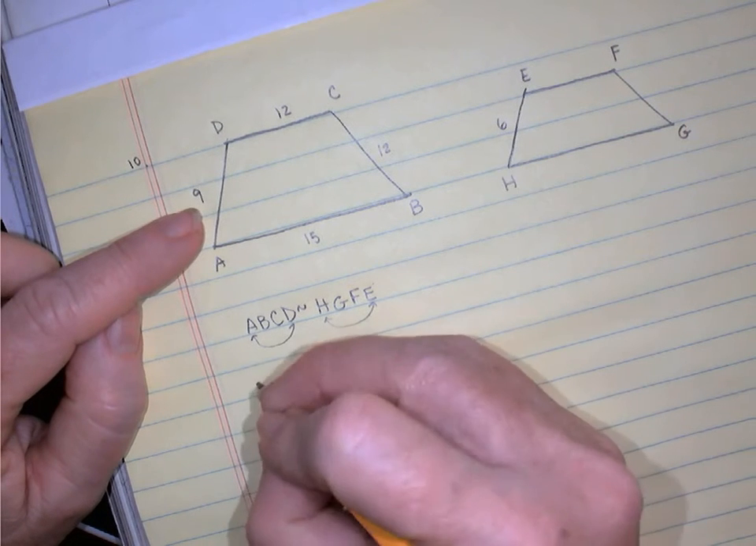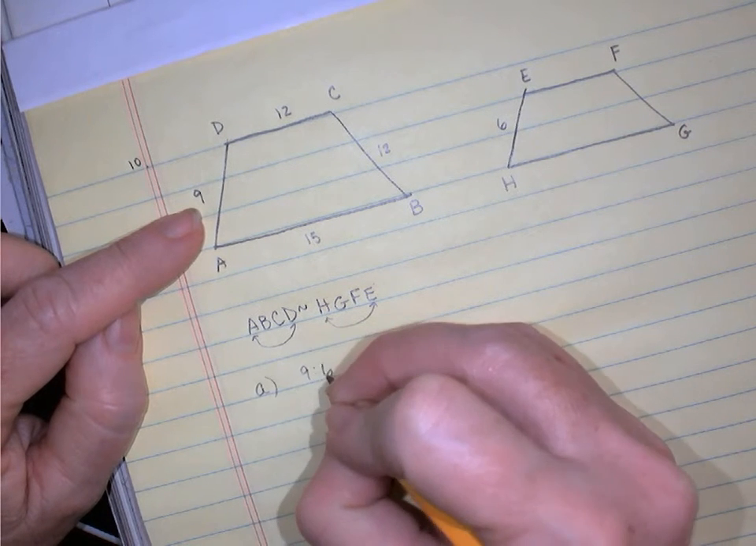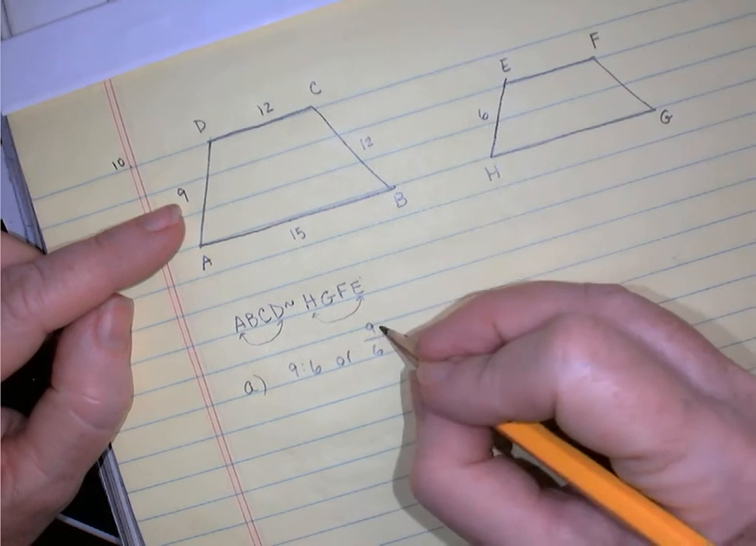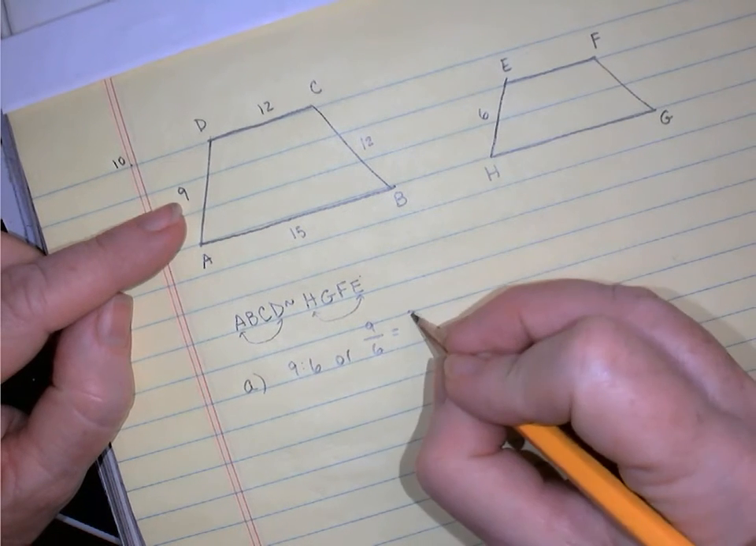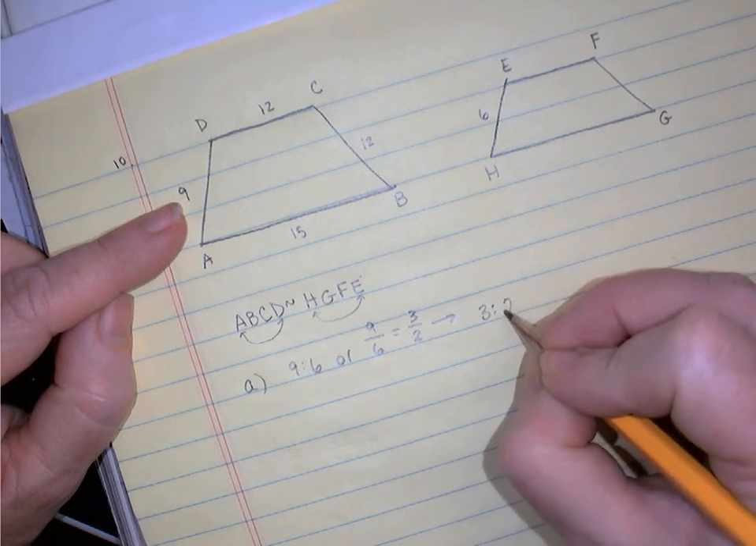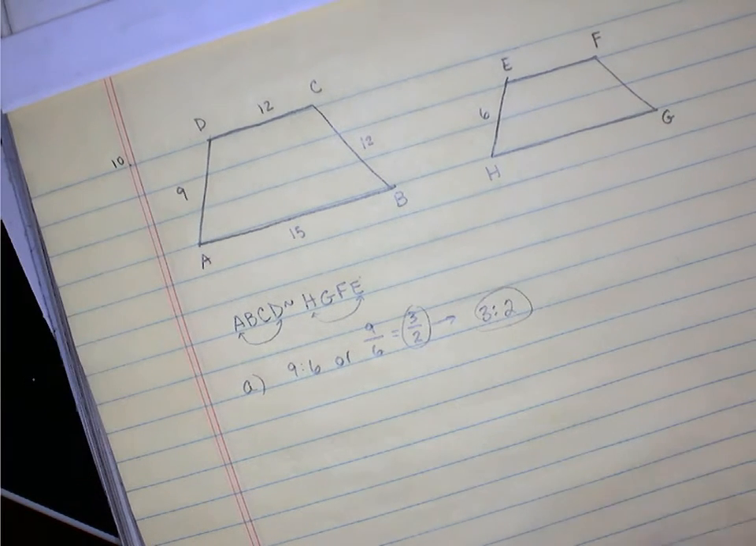So for part A, I know my ratio is going to be 9 to 6, or you can write it as a fraction, 9 to 6. Might be easier to reduce if you write it as a fraction. 3 goes into both, so the ratio of sides is 3 to 2. So either way that you want to write it is fine.